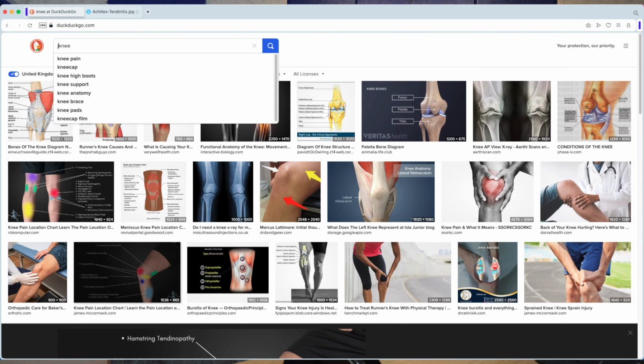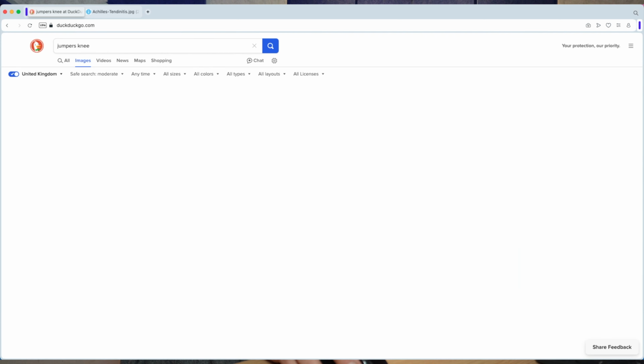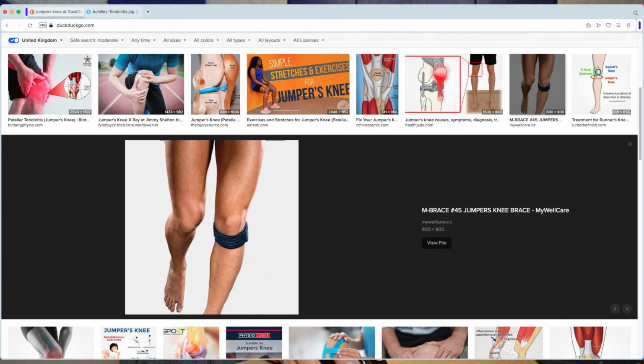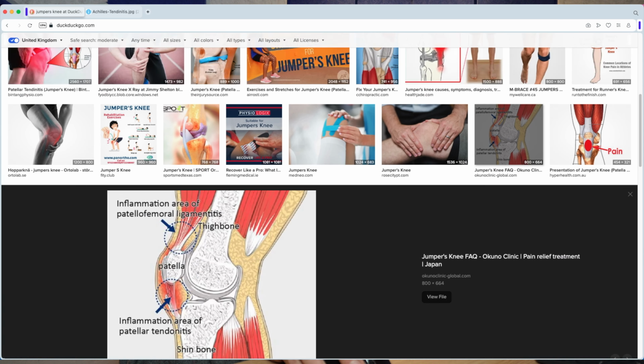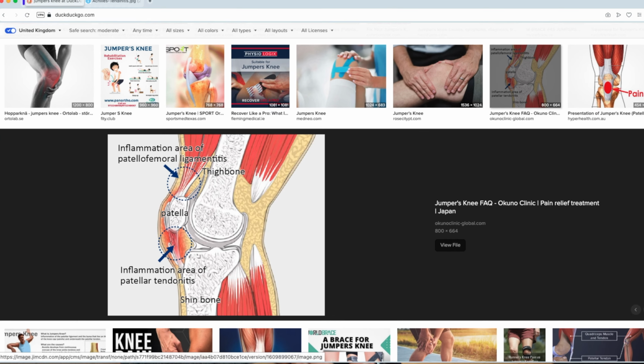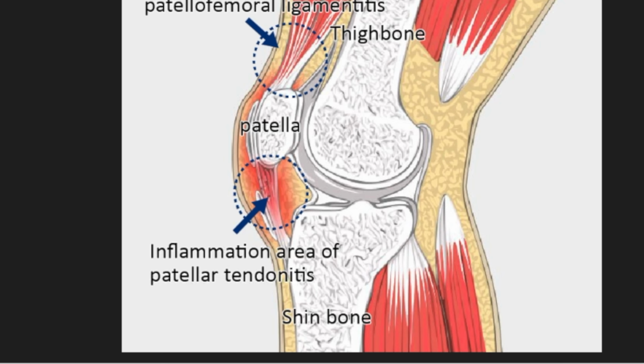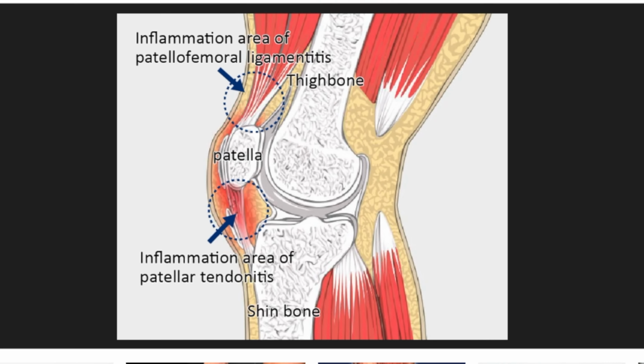Now, when I opened it up, on the inside, it says jumper's knee support, which didn't really mean anything to me. There we go. That's a perfect demonstration of how to actually fit this support. It literally just goes under your knee just like that. And this is where the pain is actually experienced, which is inflammation of the patellar tendonitis, which I think is actually more of a ligament than a tendon, but I won't argue with the professionals.